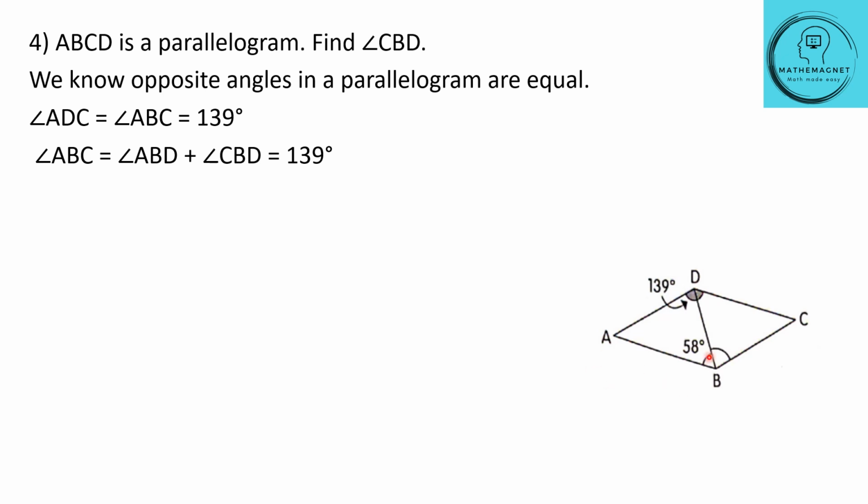Angle ABD plus angle CBD will be equal to ABC. Now CBD is what we need to find, and angle ABD is given as 58 degrees. So to find angle CBD, we'll have to subtract 139 degrees minus 58 degrees, which is equal to 81 degrees. So the unknown angle CBD is equal to 81 degrees.